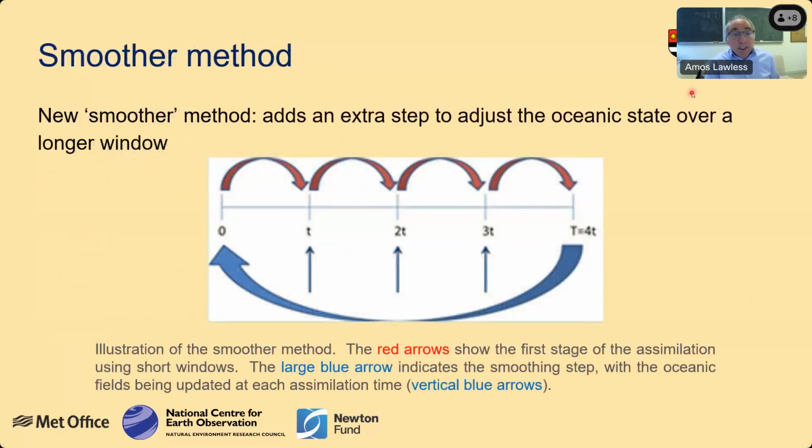So first, what is this smoother method? Well, the idea of the smoother method is to add an extra step in the assimilation to adjust the ocean state over a longer window. So if we consider, for example, that we have some short time windows, say this T is 6 hours, so this is from 0 to 6, 6 to 12, and so on. We may think about doing our normal weakly coupled data assimilation.